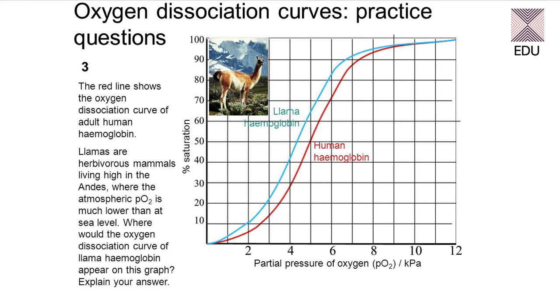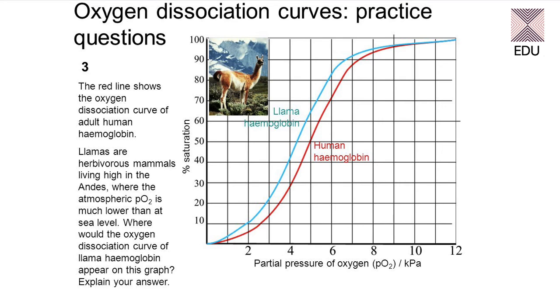So they have developed a kind of hemoglobin which is far more efficient than the humans'. This graph is showing the comparison of the llama hemoglobin, which is shown in the blue line, and the human hemoglobin, which is shown in the red line. Here you can very well see that the llama hemoglobin is more efficient than the human hemoglobin in taking up the oxygen.